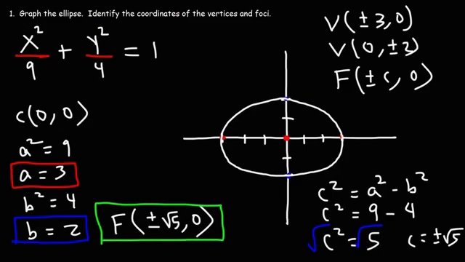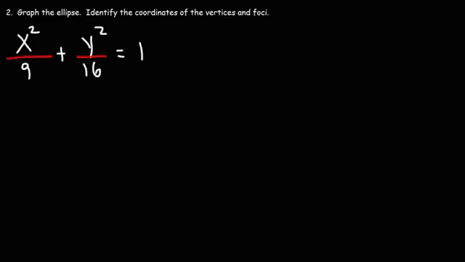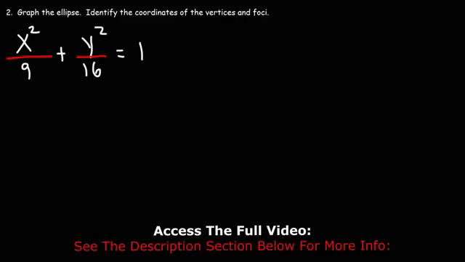If you have your calculator and you type in the square root of 5, the square root of 5 is 2.236 approximately. So along the x-axis, that's going to be somewhere in this region. So that's how we can plot the coordinates of the foci for this problem. Now let's try a similar problem to the last one. So for the sake of practice, feel free to pause the video and work on this example problem. Go ahead and graph the ellipse and then find the coordinates of the vertices and the foci.